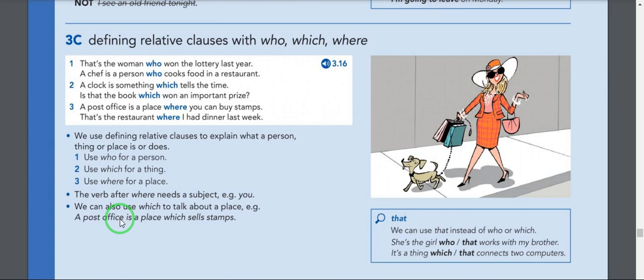We can also use which to talk about a place. For instance, a post office is a place which sells stamps.